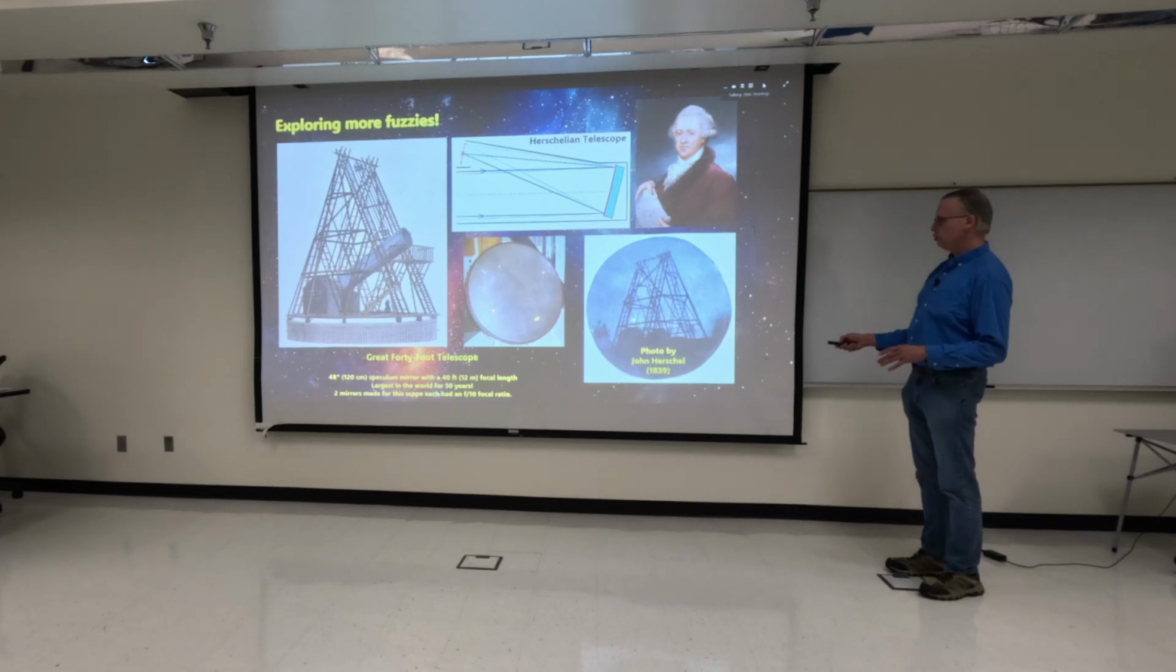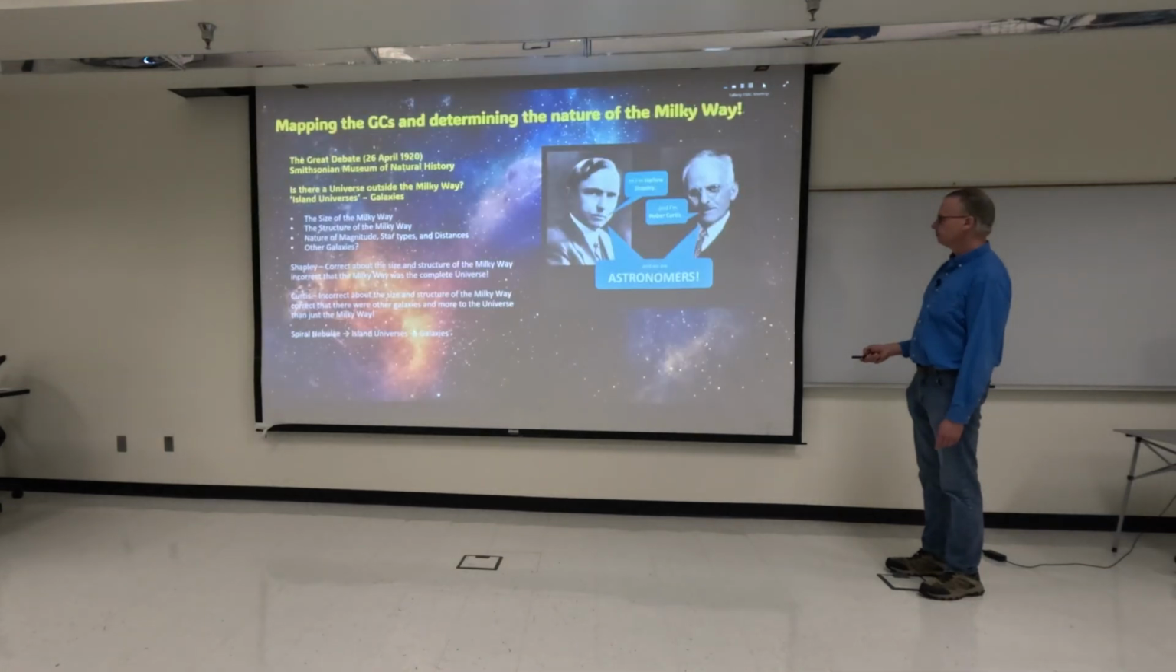Two mirrors were made, duplicate mirrors, each of them with an f/10 focal ratio. This was from his son, John Herschel, one of the earliest photographs from 1839. The A-frame structure was still attached. There is that raising platform right there. There is the housing, but the tube has long since gone, but the two mirrors were still intact.